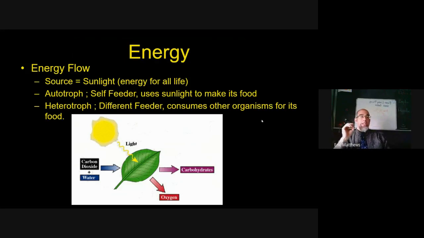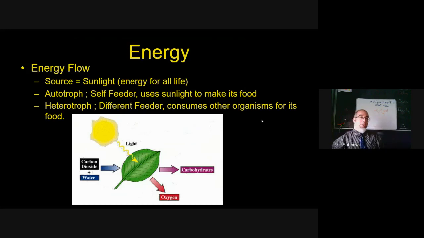Now, why do we need to know this? We need to know this because all of ecology is centered around this idea. It's centered around the idea of energy flow. How do living things get the energy that they need to survive?